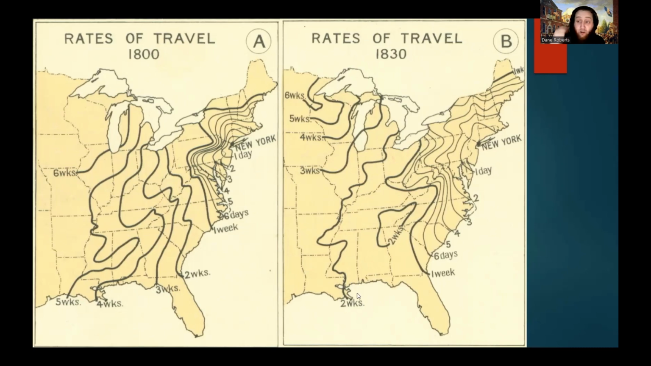Then, with the construction of all the canals, roads, and railroads, this would be drastically cut down, with mail and travel being able to reach the entirety of Louisiana in 2 weeks, and being able to reach all the way up to parts of Michigan and Minnesota in only 6 weeks, whereas it previously took 6 weeks just to reach Illinois.